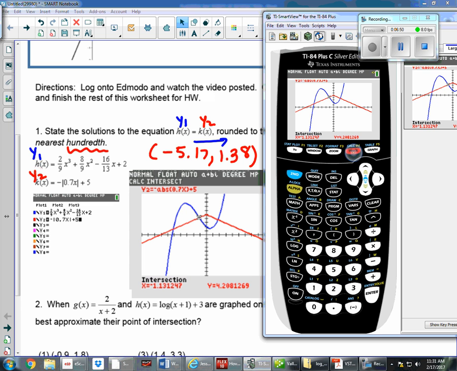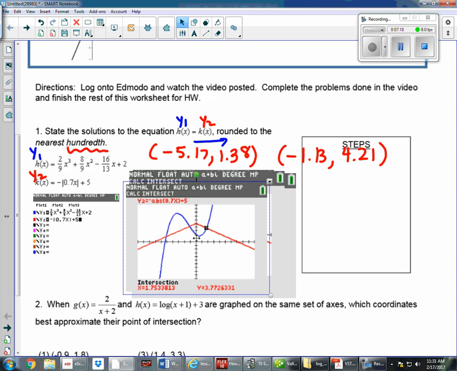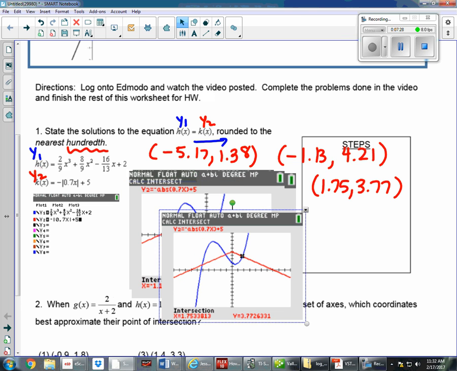Second, trace, 5 for intersection. Use your right arrow to swing the blinker over to the last place where the graphs cross. First curve is blue, click enter. Second curve is red, click enter. And I'm going to guess that the point of intersection is where the blinker is. So, if I bring that over to the smartboard, you can see that my last point of intersection is 1.75, comma 3.77. I'm just going to clean this up a little bit for you.